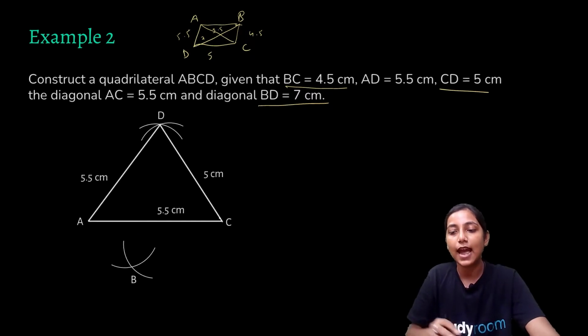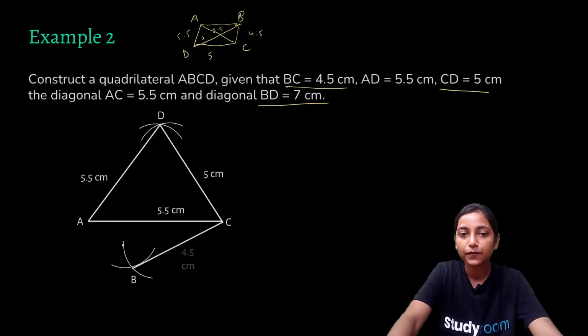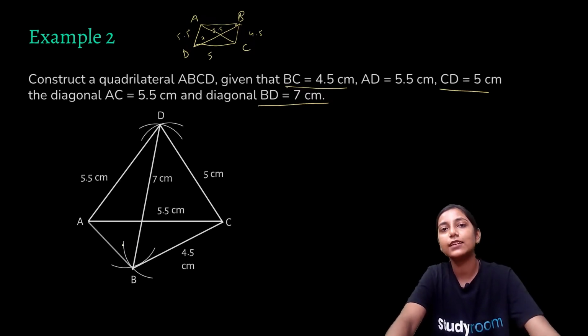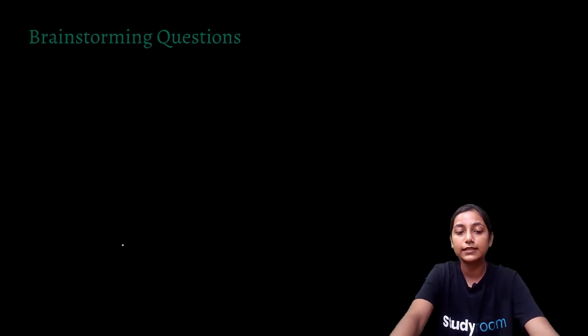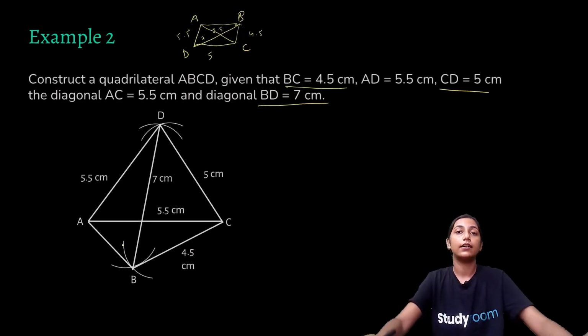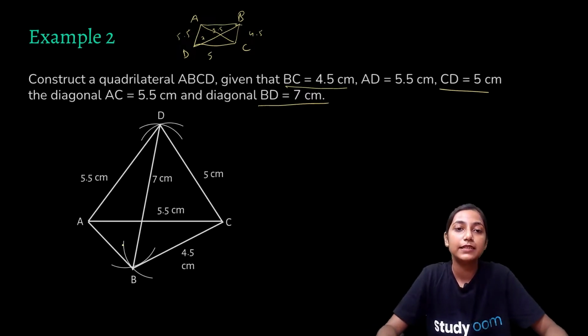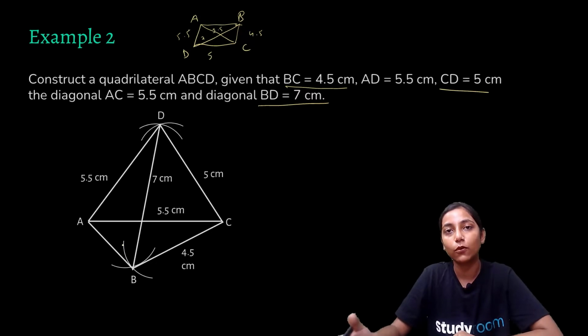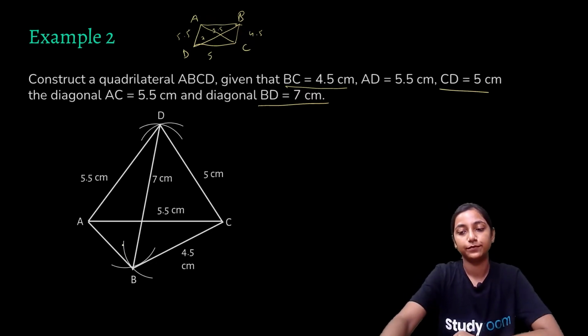Join this with C and join this with A. Join this with D, 7 centimeter. You can again join this with A. So you can see that this is our required quadrilateral ABCD. We again used the similar steps that we used in example number 1 in order to construct the quadrilateral. The same steps we followed here and we got our required quadrilateral ABCD.